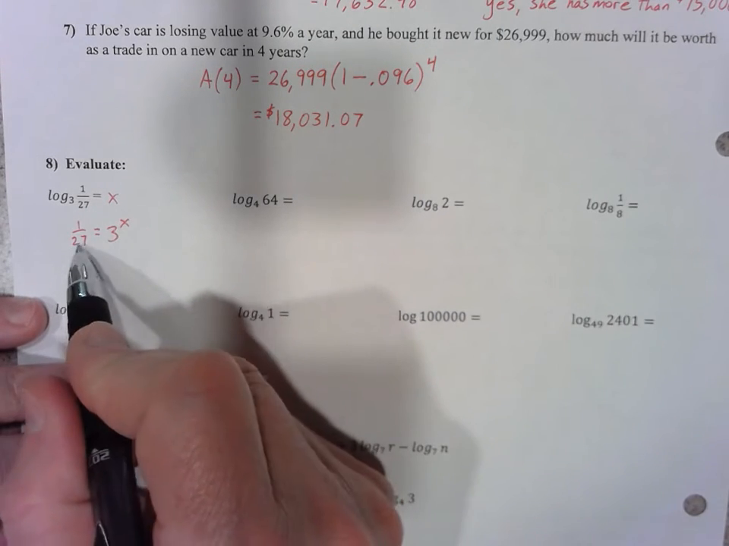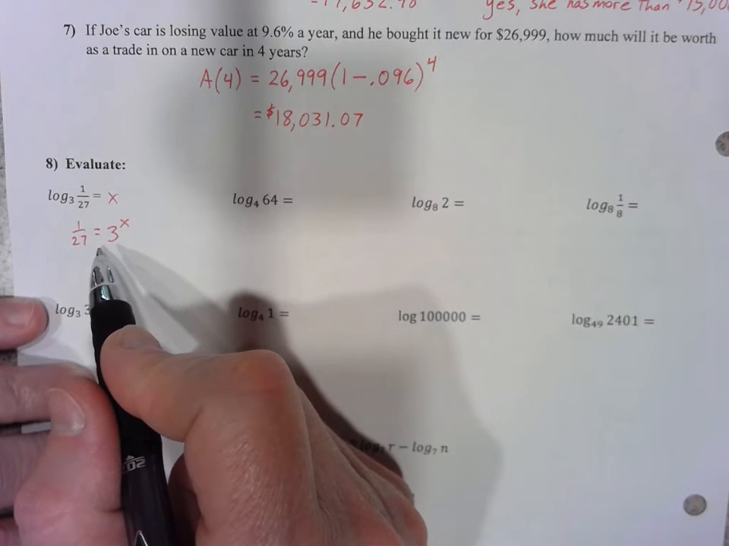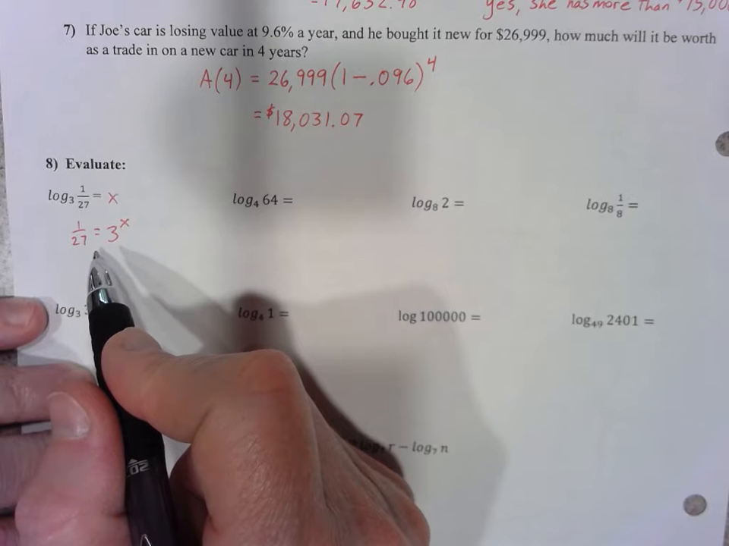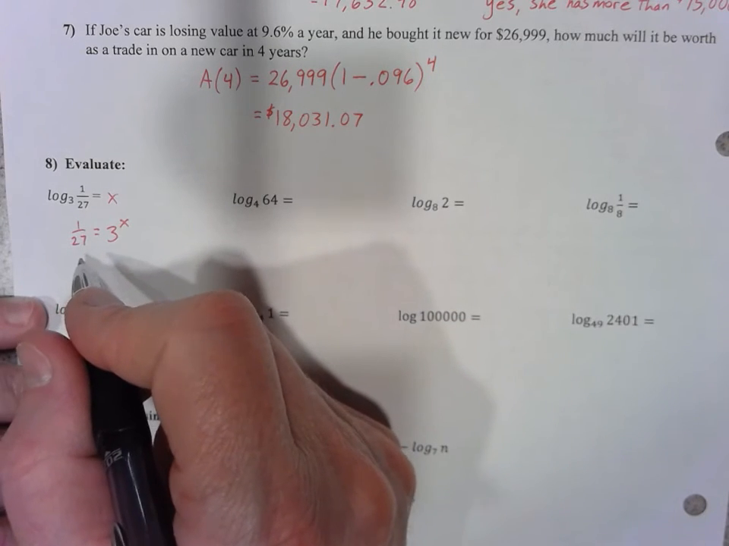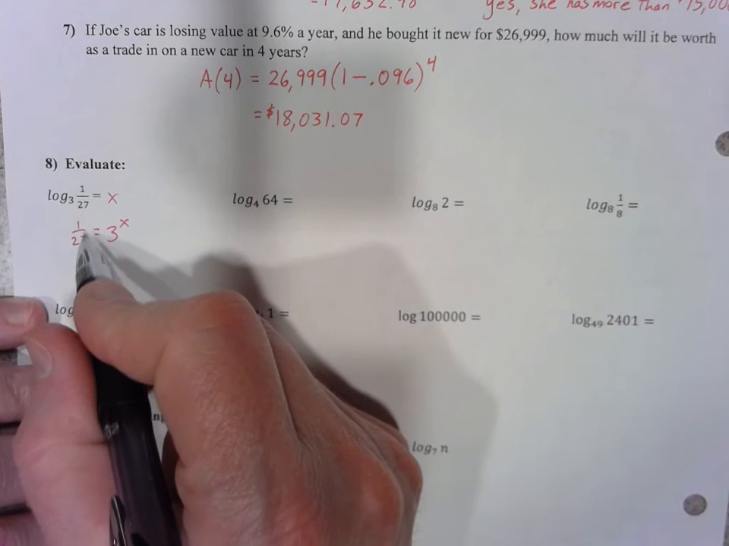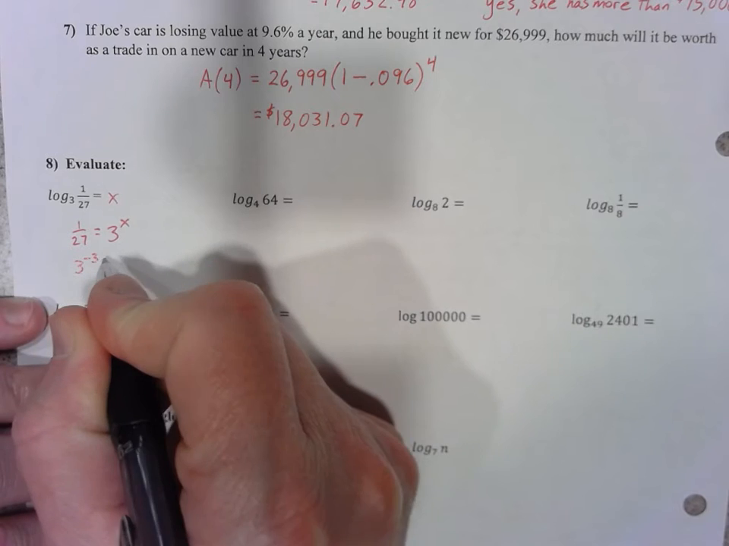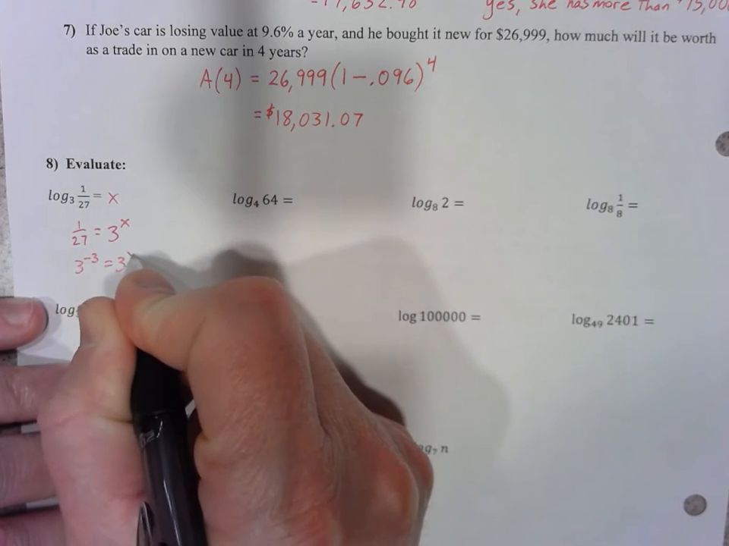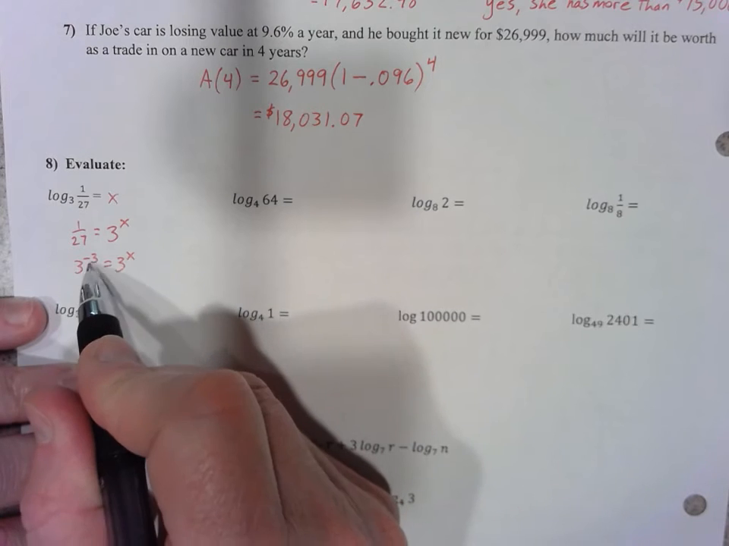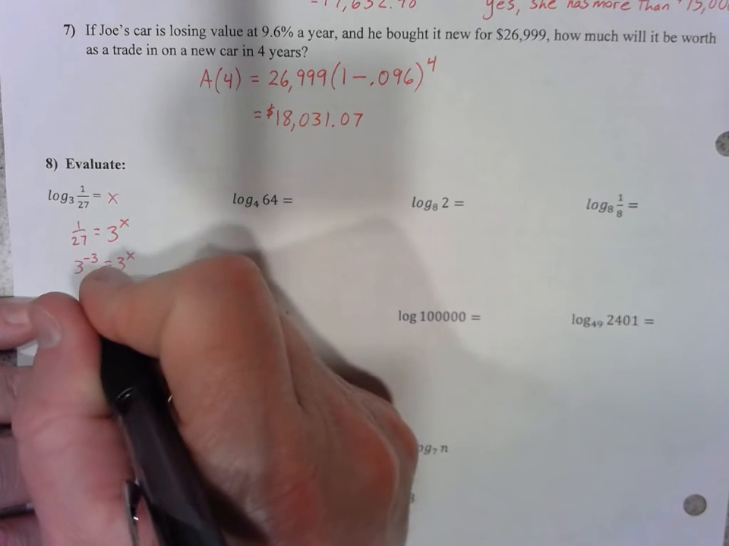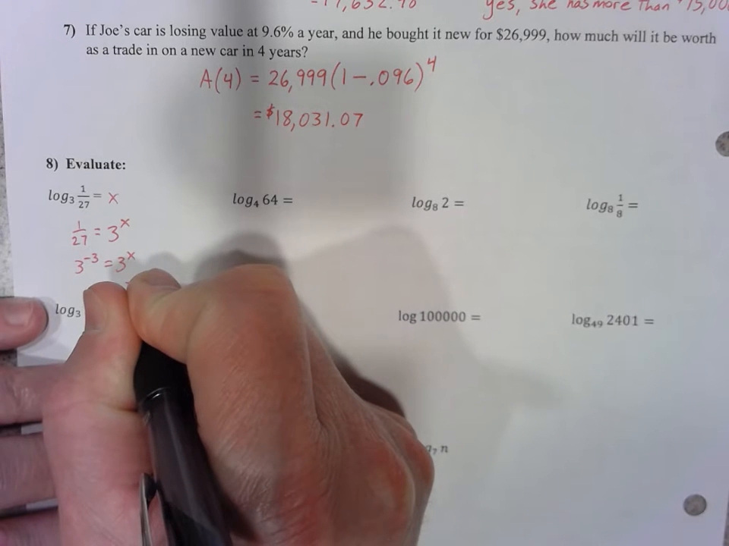Now I know 27 is a power of 3, and so I check the green sheet, check the exponent chart. I see 27 is 3 to the 3rd power. Because it's in the bottom of the fraction, it's 3 to the negative 3rd power. And so now that I have the bases are identical, that means the exponents have to be equal to each other also, and therefore x equals negative 3.